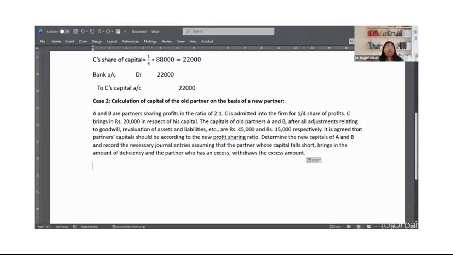So how do we do this question? First of all, let's do some calculations, that is, a working note has to be prepared, followed by making the journal entry. First things first: the question says that the old partners are going to share capital now on the basis of their new profit sharing ratio. So first of all is the calculation of the new profit sharing ratio.